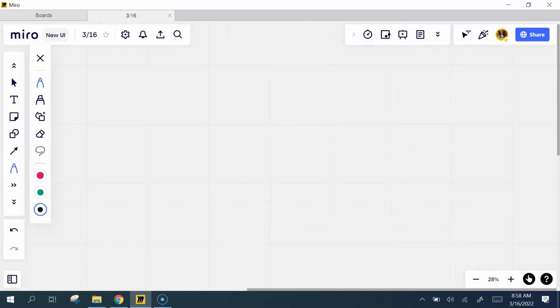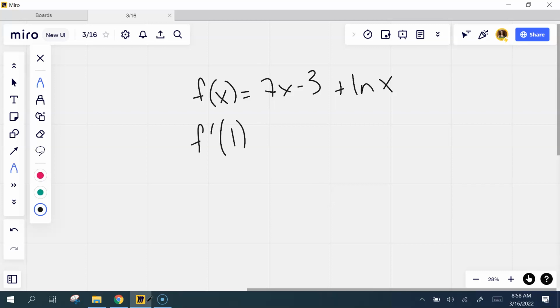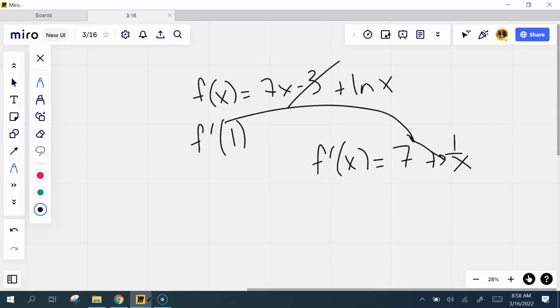Number 4 was a little bit harder, but really not. 7x minus 3 plus log x. It asked you to find the derivative at 1. The first thing I did was find the derivative. I know that the derivative is 7, plus the derivative of a constant is 0, plus 1 over x. So just plug 1 in. 7 plus 1 is 8. That's E. They generally start out kind of easy. They get a little bit harder as we go.